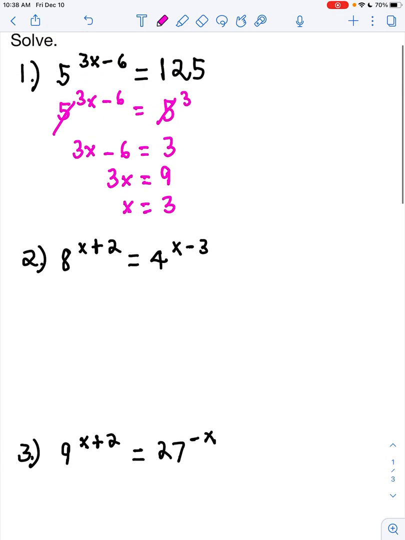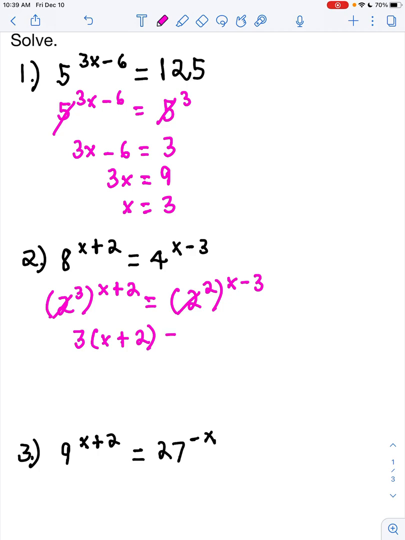Number 2, if we take a look at that example, our bases are 8 and 4. Now, the smaller base 4 cannot be written as a power that gives us 8, but both 8 and 4 can be expressed as powers of the base 2. As a result, I'm going to rewrite 8 as the base 2 cubed raised to the x plus 2, and the base 4 as 2 squared still raised to the x minus 3. You may forget that when you have a power to a power, you multiply those exponents. The good news is we have the same base 2 on both sides, so really what's implied is we have 3 times the quantity x plus 2 equal to 2 times the quantity x minus 3.